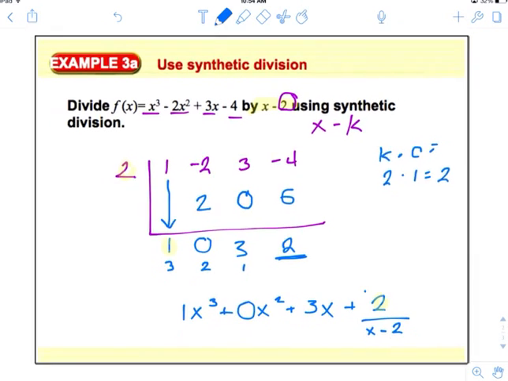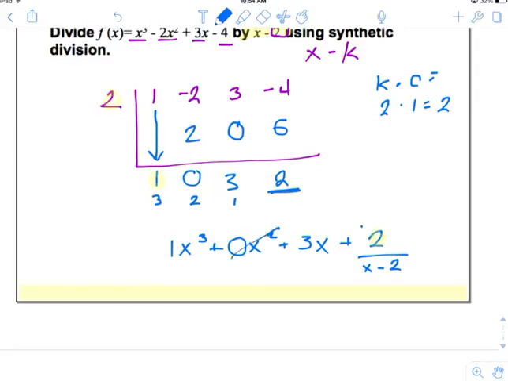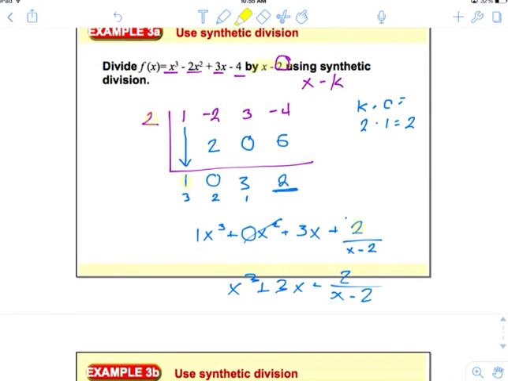The 0x squared isn't necessary to write in your solution. So if you wanted to simplify this as much as possible, you could say x to the third plus 3x plus 2 over x minus 2. And that's it. So it's definitely less steps than using traditional division, but again, you can only use synthetic division when your divisor is in this form of x minus k.